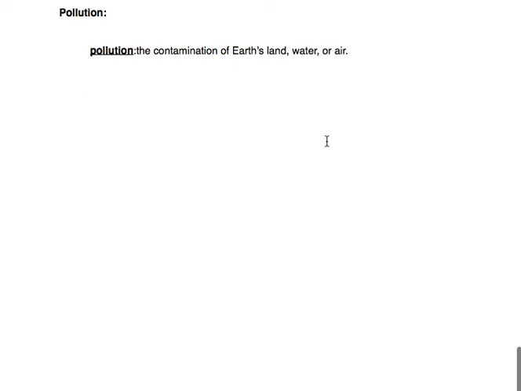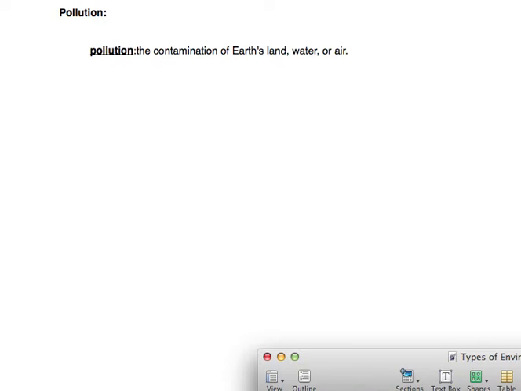All right, pollution is the contamination of the Earth's water, land, or air. And this can be caused by many factors. You can think about the typical pollution that you think of, like someone littering on the side of the road, but it can also be other things that are pollutants. So it can be caused by many factors, including chemicals, waste, heat. There can be heat pollution, light pollution, noise pollution.